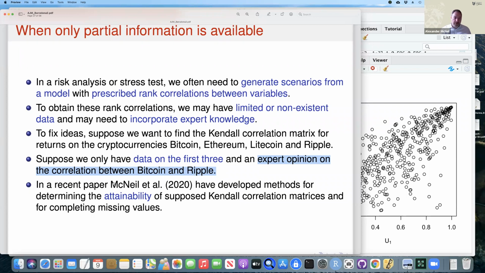And this relates to a recent paper that I've been working on, which you can find online, for determining the attainability of Kendall correlations and for completing missing values. So we'll do some of that, and then we'll go into time series, for financial time series, using copulas in that context. So that will be new material. I don't think many people will have seen this because it's just developed in the last couple of years, but it could be interesting.